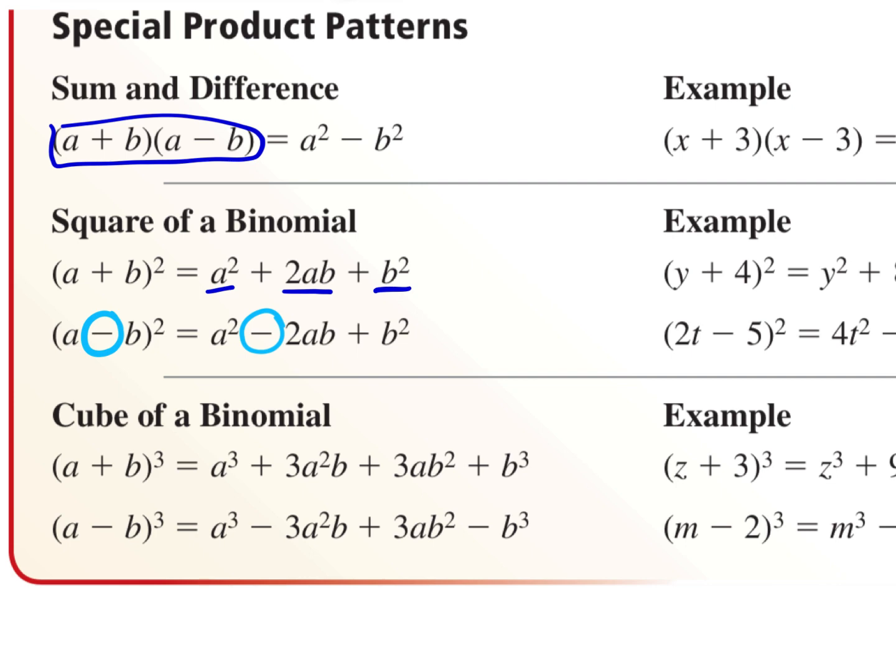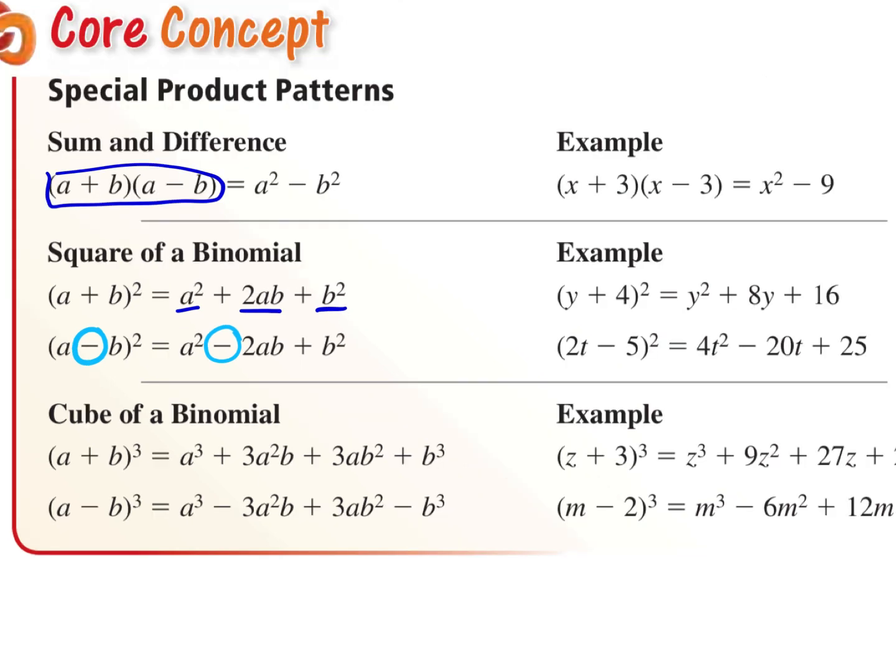And then if you have a binomial cubed, so a plus b would be a cubed plus 3 times a squared times b plus 3 times a times b squared plus b cubed. So again, if you forget the shortcut, write it out 3 times, FOIL them all together. The cube one, when it has minus in the middle, the signs alternate. So it goes minus, plus, minus.